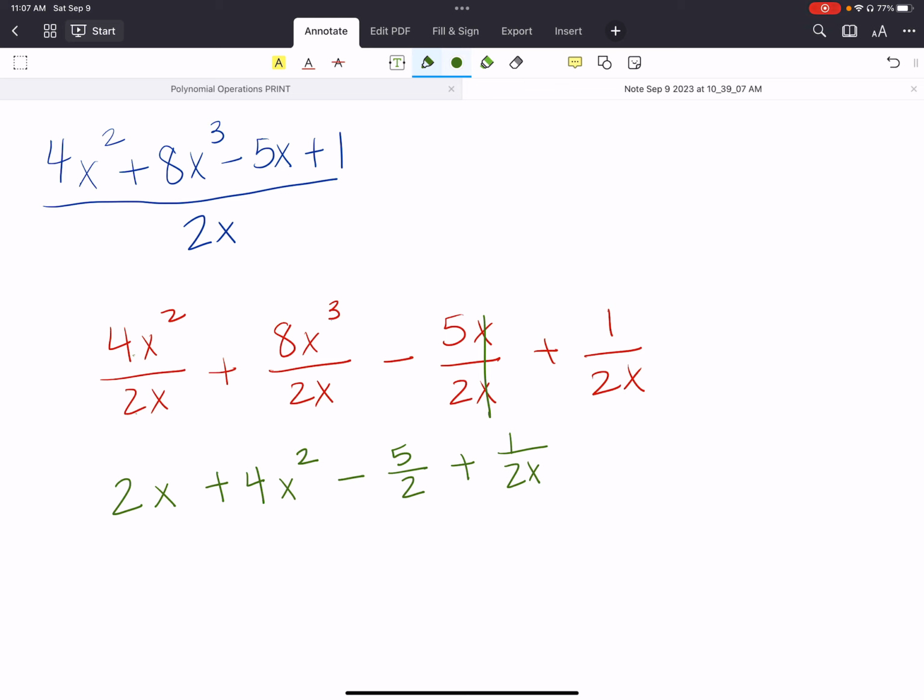So now here, if you notice, there is not a common denominator between all of these terms. So what we're going to do is just leave it like this. And that's our final answer.